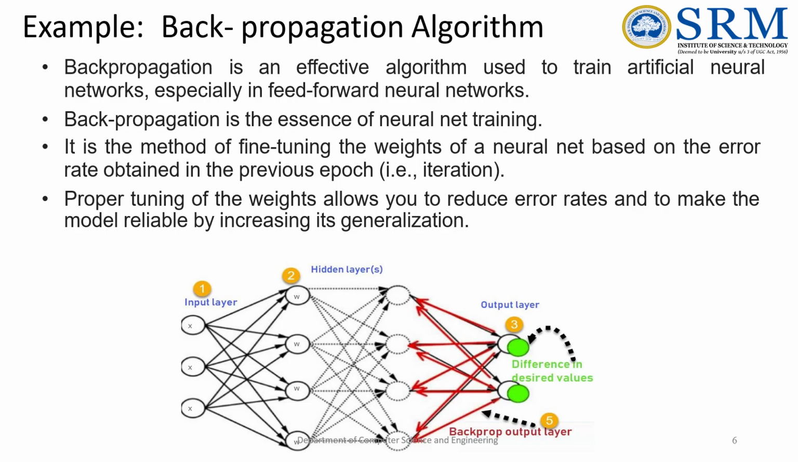How does it work? There are two different types of phases: one is forward propagation and the other is backward propagation. Forward propagation: input moves forward through the network and the prediction is generated. Backward propagation: error moves backward and weights are updated. The process repeats until the error becomes very small.